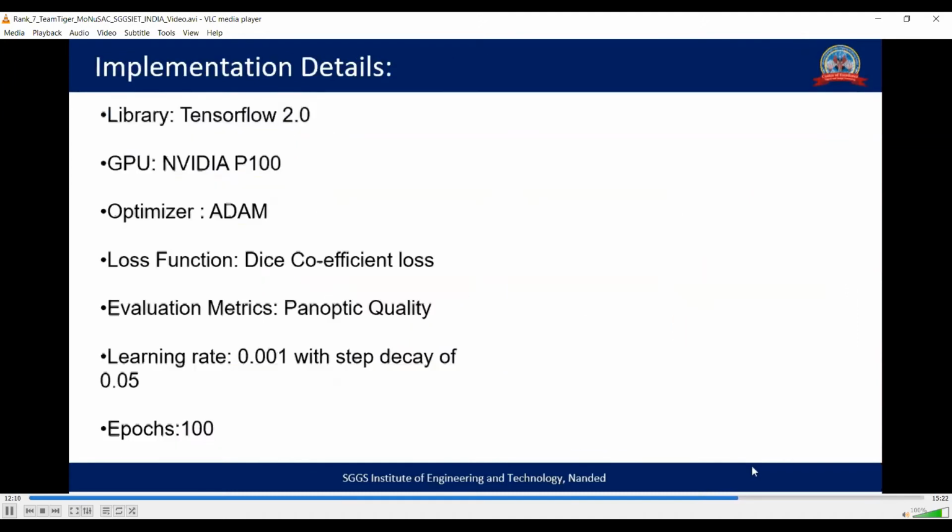Here is the list of implementation details. We use a 16 GB NVIDIA GPU for our experimentation. All the models were trained for 100 epochs with a learning rate of 0.001. We use dice coefficient loss as the loss function, Adam as the optimizer, and wrote the program in the TensorFlow 2.0 library.